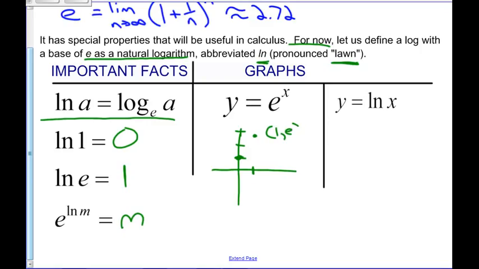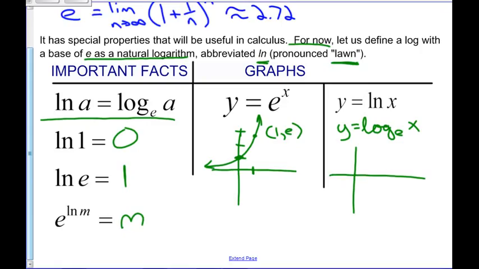So this would contain the point (1, e). And like all other exponentials, it would have a horizontal asymptote. If I wanted to graph y equals ln x, which again means the same thing as a log with a base of e of x, it would have our standard properties. It would look like this. It would have the point (1, 0). And the other point that it would have would be the base, which is (e, 1).